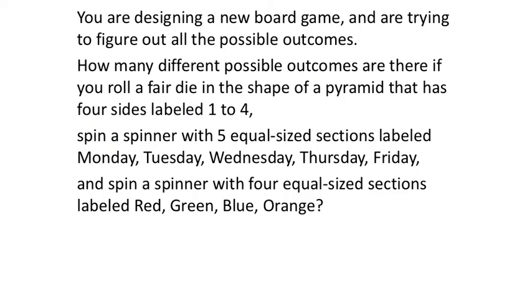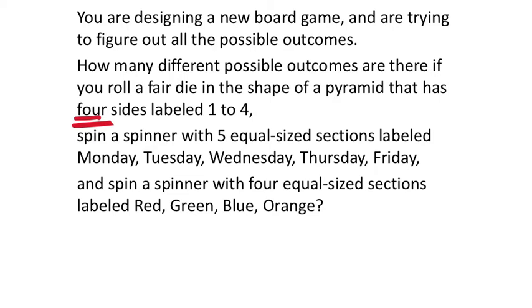So this next one, you're designing a new board game and are trying to figure out all the possible outcomes. How many different possible outcomes are there if you roll a fair dice in the shape of a pyramid that has 4 sides labeled? So this one's not a regular 6-sided dice. For us, it's a pyramid, so it only has 4 sides. That's kind of the key word there. I really don't care about it having the options 1 through 4 if I'm using the fundamental counting principle. If I was trying to list all of the outcomes, then I would probably care what those numbers were.